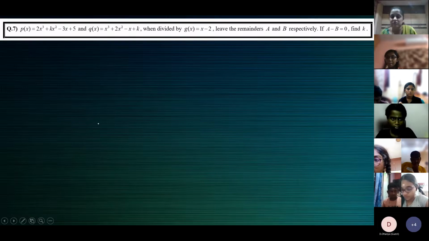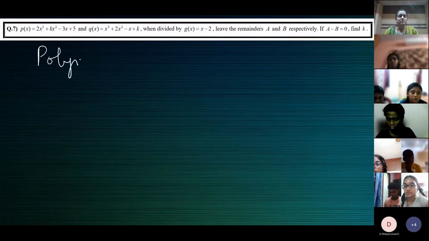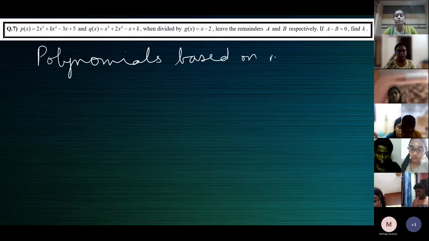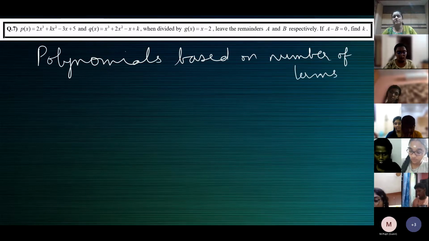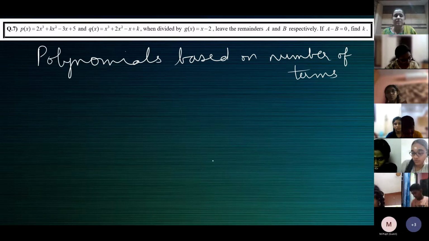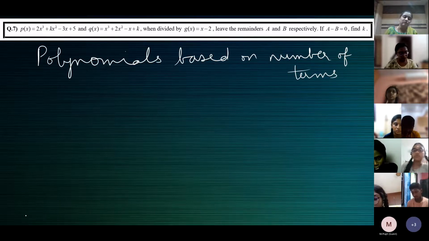So that's about what you just learned. You can just give this heading. These are polynomials based on the number of terms. Number of terms. 1 term, 2 terms. You can give this heading. Monomial, binomial, trinomial. These are polynomials based on number of terms. Not based on the degree. Based on the number of terms.